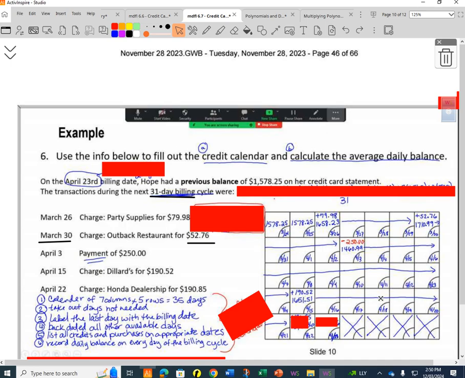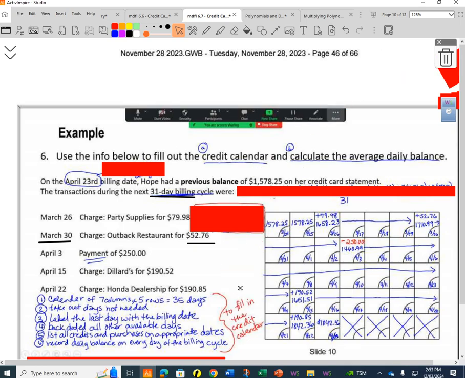So all these days, the balance is $1,651.51 until April 22nd. On April 22nd, she adds another charge, so now her balance is $1,842.36. And so that is what her balance is at the end of the billing period.